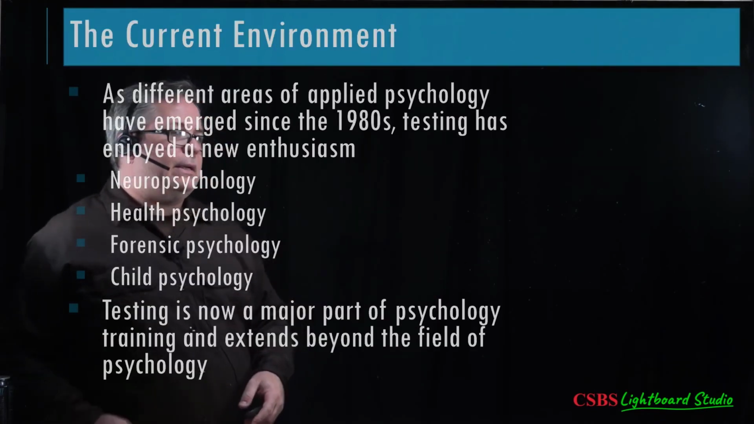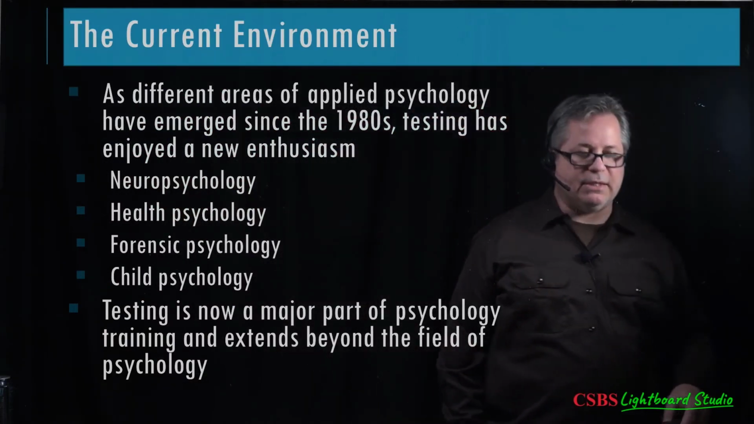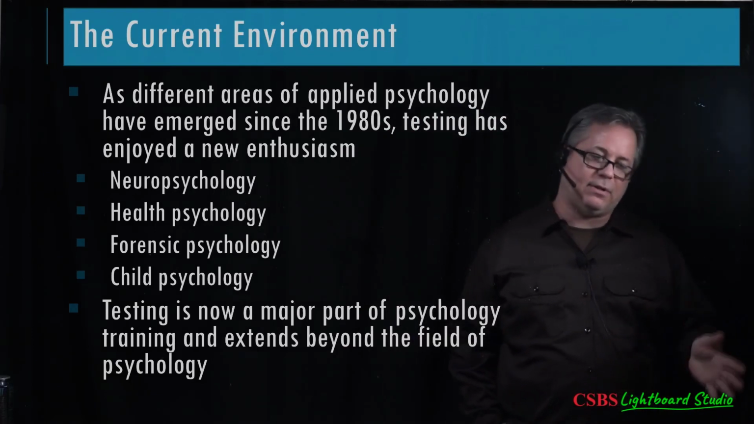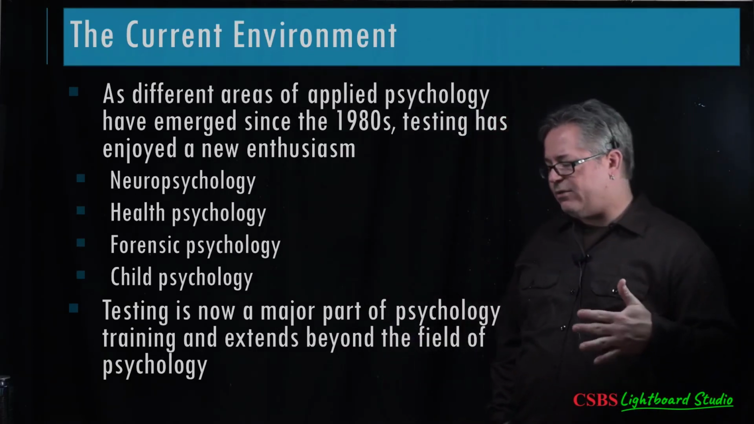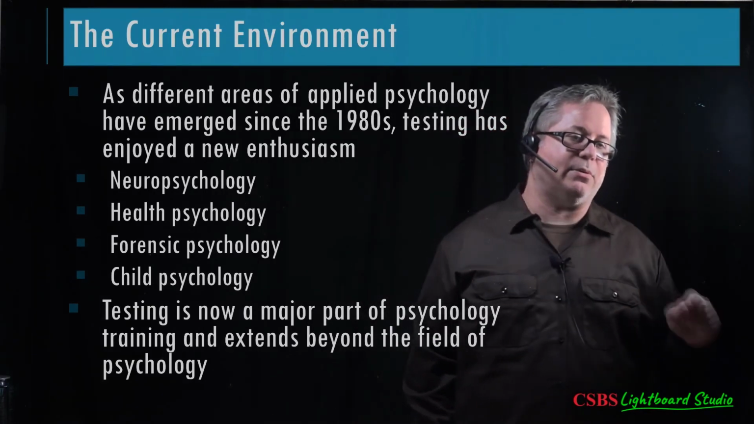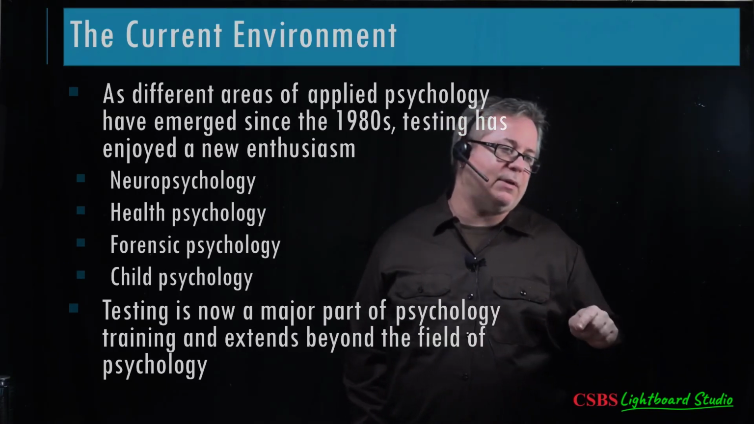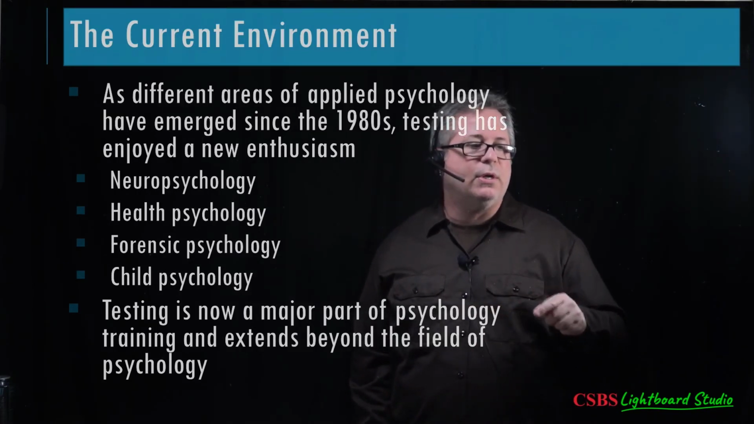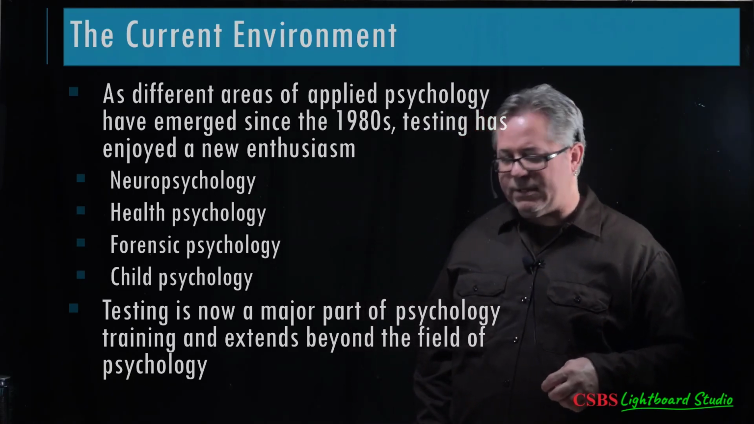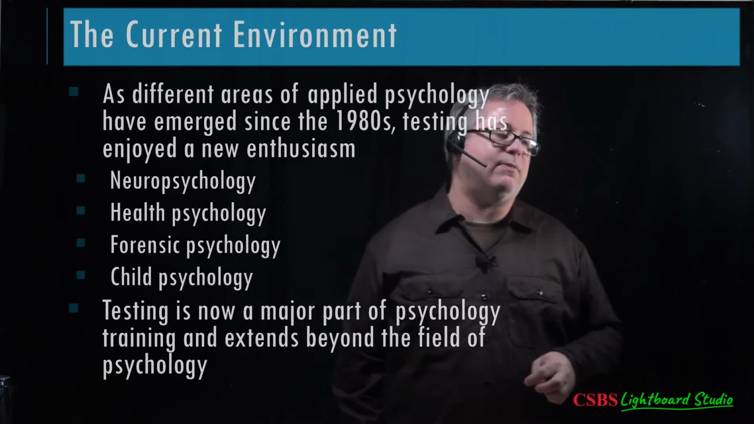And then different areas of applied psychology have emerged since the 1980s. There have been a lot more things like neuropsychology, health psychology, forensic psychology, and child psychology. These are all ideas that were around, but they became their own fields. You can actually get a PhD in these specific areas. Things like human factors all grew, and along with that came a new growth in testing, because with new areas come new kinds of tests to be developed.